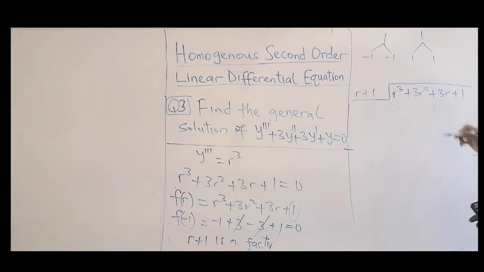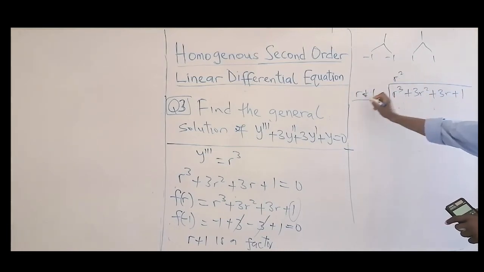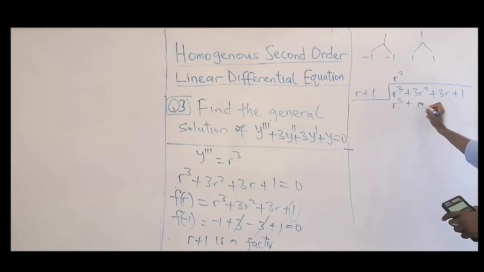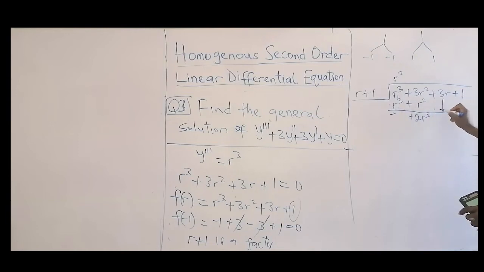So in that case now, this will be r squared. So r squared times this, that's r cubed. r squared times 1, that's r squared. We can subtract. So this will cancel, and this will give us plus 2r squared. Then you can bring down the next value, that's plus 3r. So then we need plus 2r. Plus 2r times this, we have 2r squared. Plus 2r times 2, that's plus 4r. Subtract also.